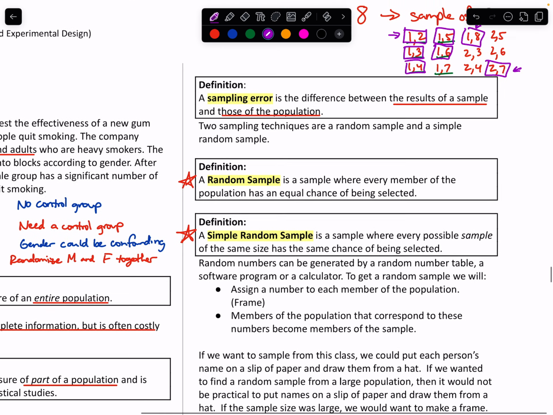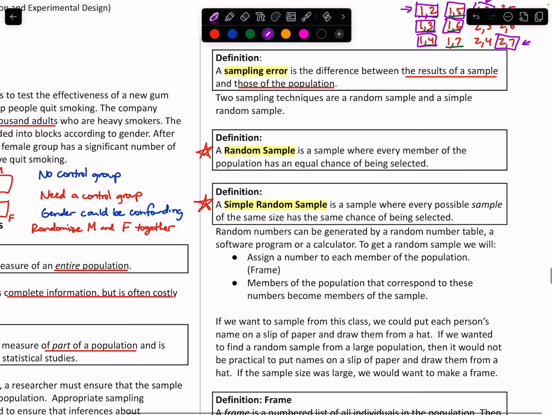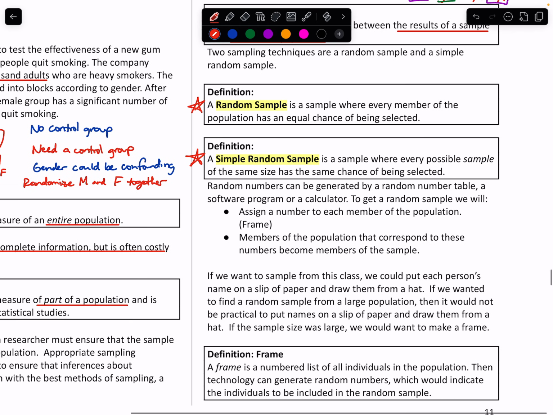And so when we do a random sample, we can use a random number generator, right? We can use some technology, which is nice. And so what we do is we assign a number to each member of the population. This is known as a frame. And then members of the population that correspond to these numbers become members of the sample, right?